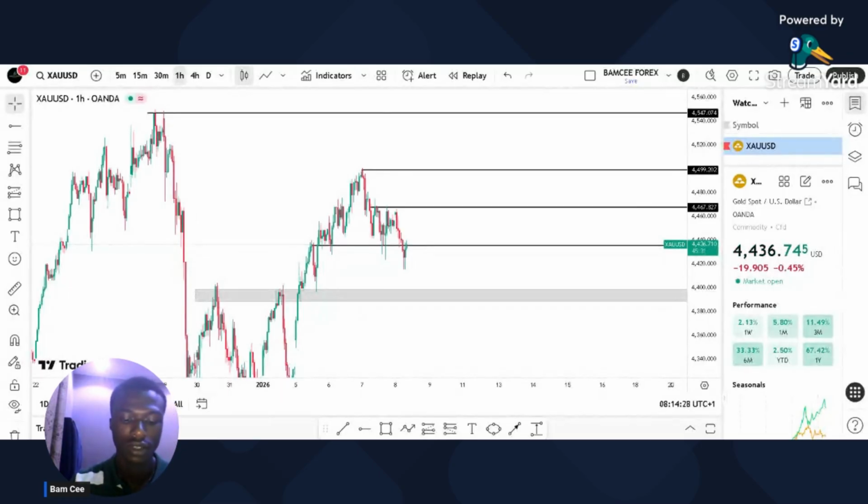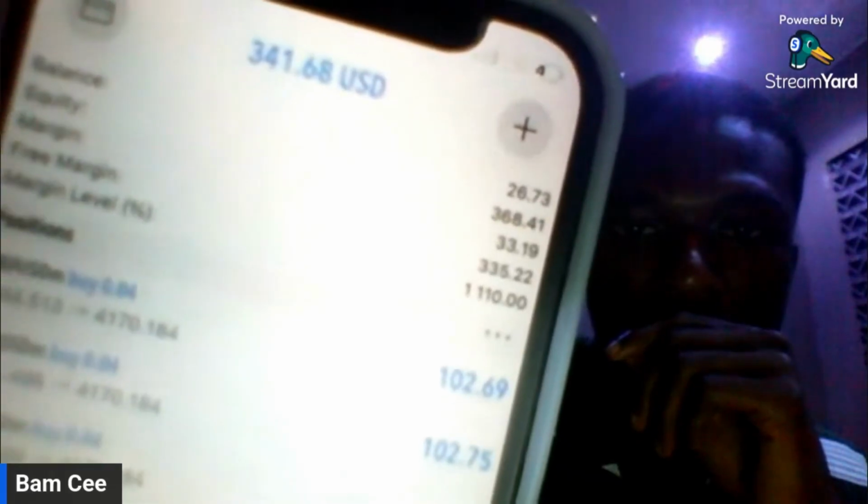All right, let me do a review of my trade and show you guys what we did last week. So last week we had this crazy setup on XAUUSD. You can see right there, from a $26 account, we moved the account to $341. I don't know if it's clear enough.